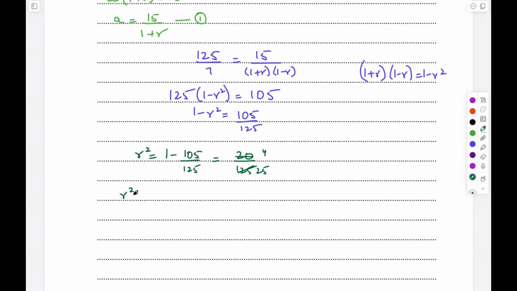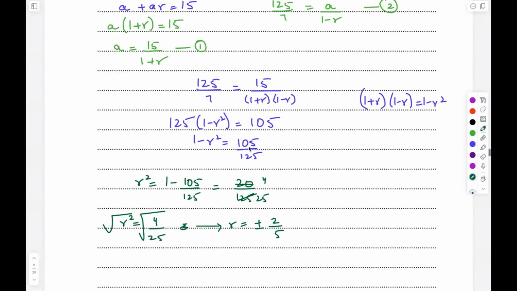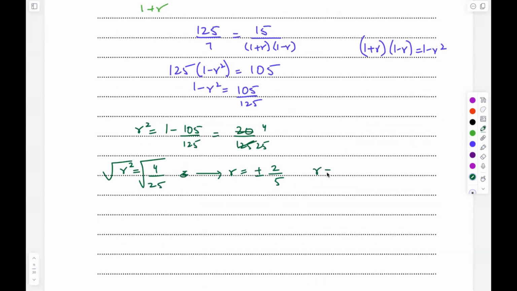Now, as r squared equals 4 upon 25, taking the square root on both sides, we get r equals plus or minus 2 upon 5. And as the question said that the common ratio of the progression is negative, we'll take the final value of r as minus 2 upon 5.